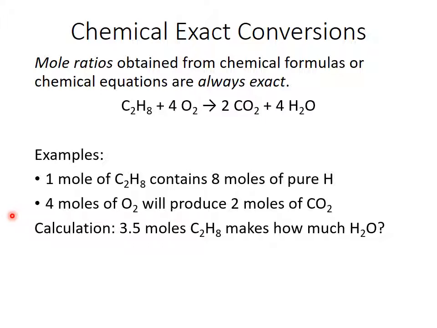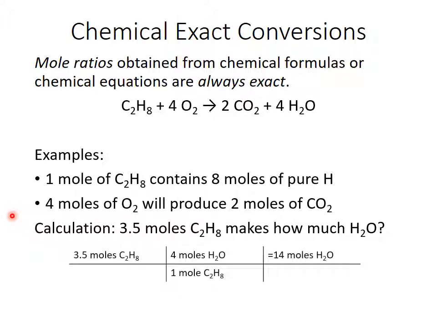Here's an example calculation. 3.5 moles of C2H8 will make how much H2O after it combusts? You can pause the video and try this one out yourself. All right, let's take a look at the answer. We're going to start with our 3.5 moles of C2H8. Then, from our chemical equation, we can pull out that 1 C2H8 will make 4 H2O, giving us our conversion factor. This mole-to-mole conversion is an exact number, so it won't limit our sig figs.